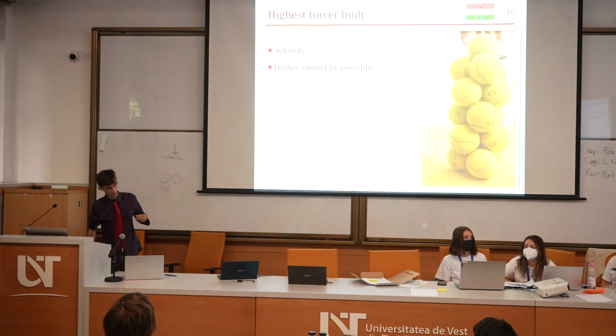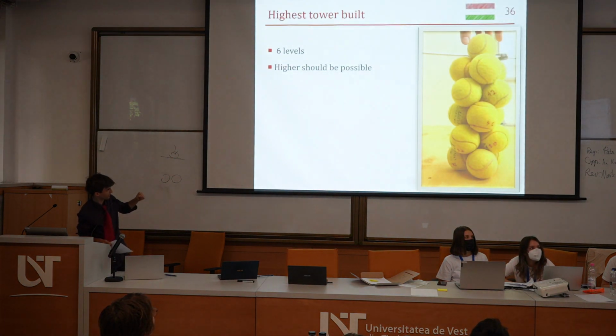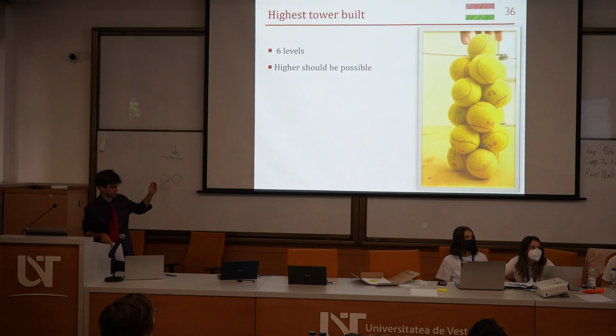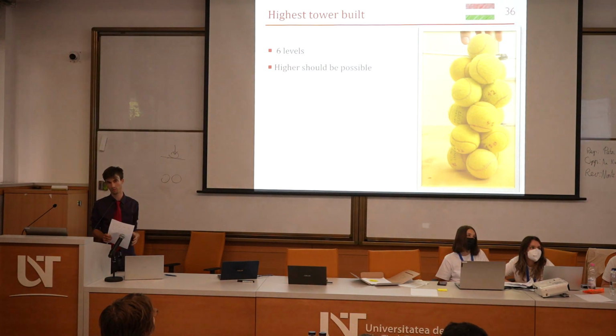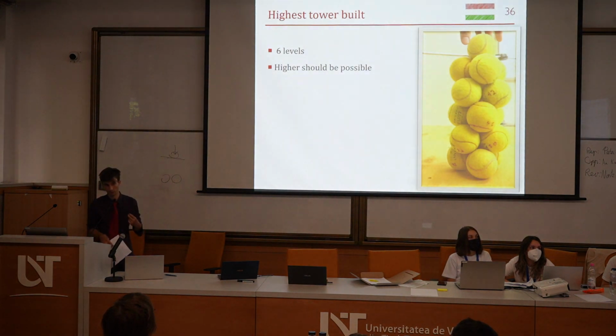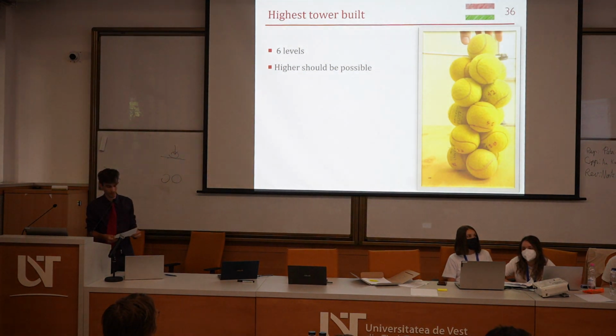Now, it was also mentioned what is the highest tower that we could build, and that I couldn't show a picture. So here is the picture of our 6th level tower. I have said that if there is a frictional coefficient larger than the square root of 2, then it should be possible to build even higher level towers. But of course, the top ball must be able to provide that.